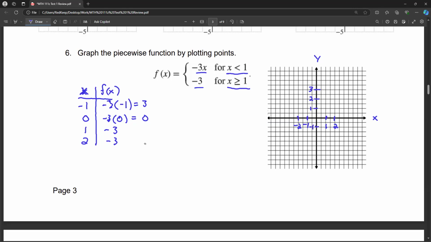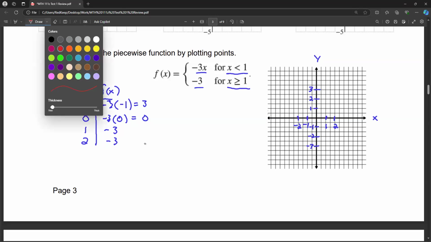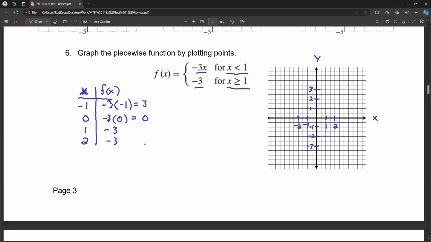So -1, excuse me, -3. Okay, so I've got it set up. I'm going to go ahead and try to plot this. And let's see here. All right, let's plot the first point.